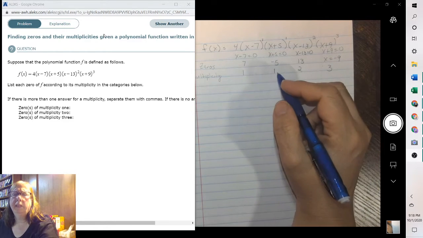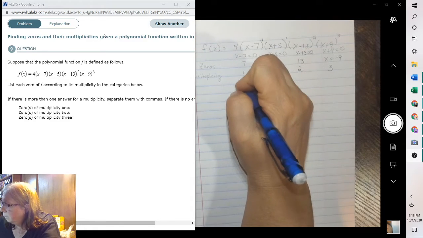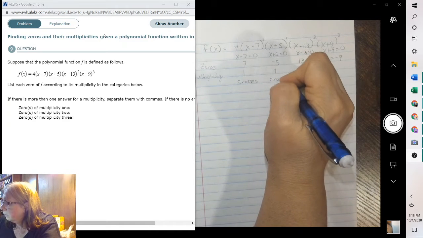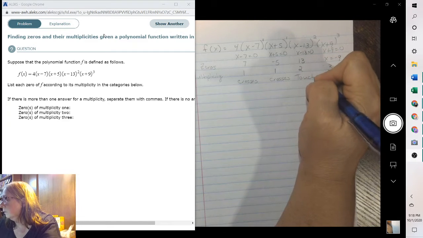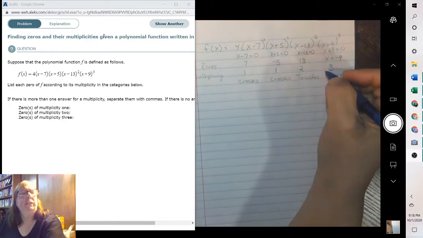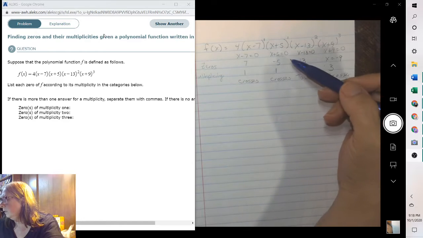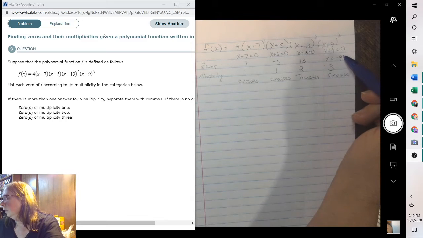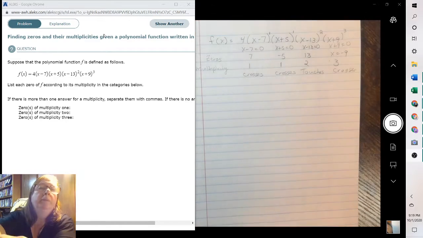These are important because they let you know what the graph does. When it's odd, it crosses. When it's even, it touches the graph. But for right now, they just wanted the multiplicities. So the zeros are 7 and negative 5 with multiplicity 1. This one's 13 is multiplicity 2, and negative 9 is multiplicity 3. Try one more.